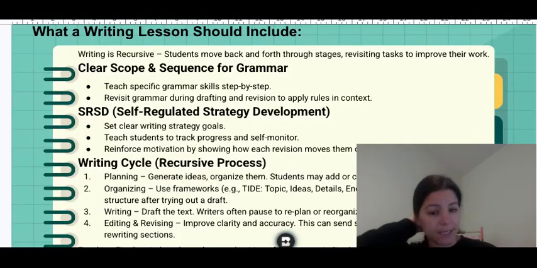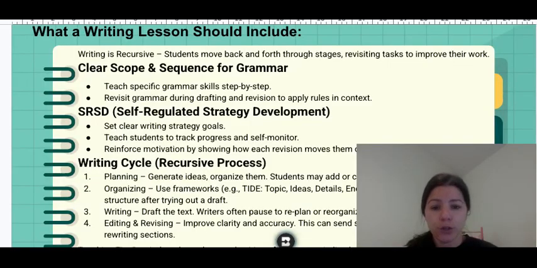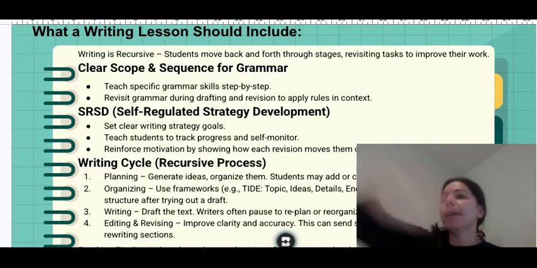So what should a writing lesson include first? So we know it's recursive. We know that students are going to go back and forth through stages. They're going to be revisiting tasks to improve their work. But we also know that students need a clear scope and sequence for grammar. We have to teach specific grammar skills step by step. And we can't just teach a skill and then forget about it.